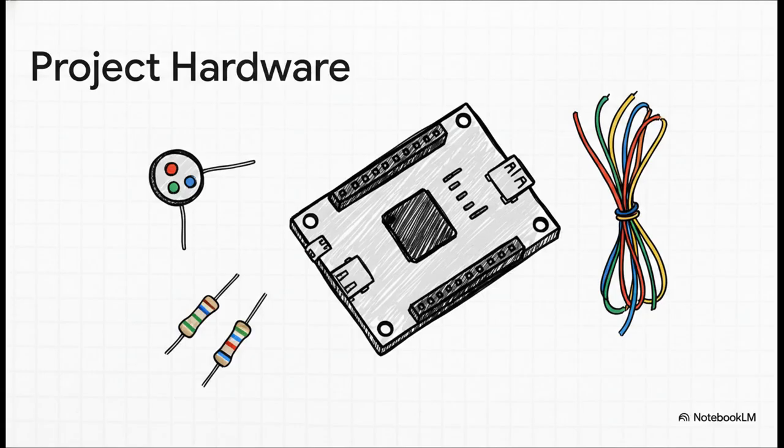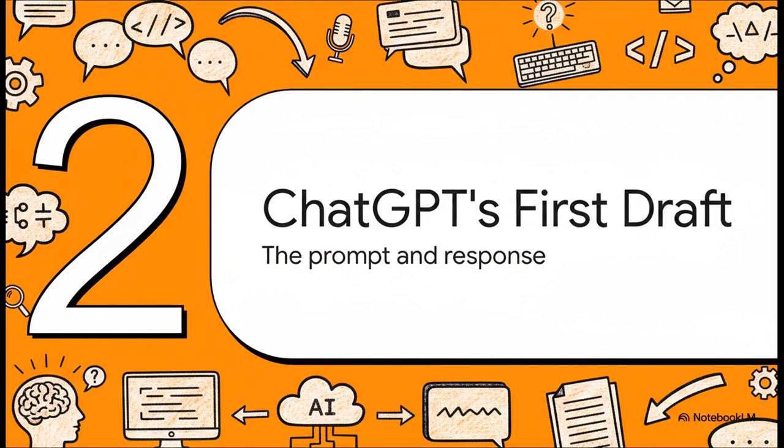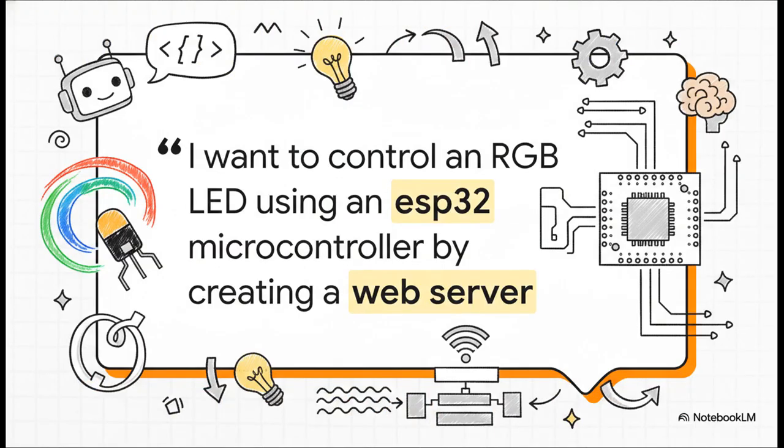So, now for the hard part, right? Or maybe not. Okay, hardware's all set. So, step 1, we're just going to ask. No fancy coding language, no pseudocode, nothing like that, just plain, simple English. Let's see how ChatGPT handles a straightforward request. And this is literally what we typed in, word for word. It's super direct, right? It says exactly what we want, control an RGB LED with an ESP32 using a web server. Couldn't be clearer. So what did the AI give us back?